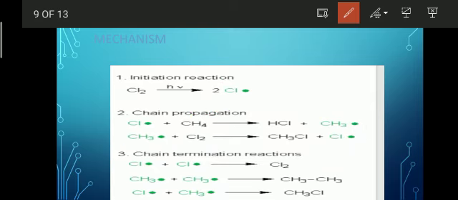In the last step, which is the opposite of the first step, is the chain termination step. Chlorine free radical plus chlorine free radical form a bond and give rise to Cl2. Similarly, a methyl free radical forms a bond with another CH3. Likewise, chlorine plus CH3 forms a bond, giving CH3Cl. So the chain termination step is the opposite of the initiation step.